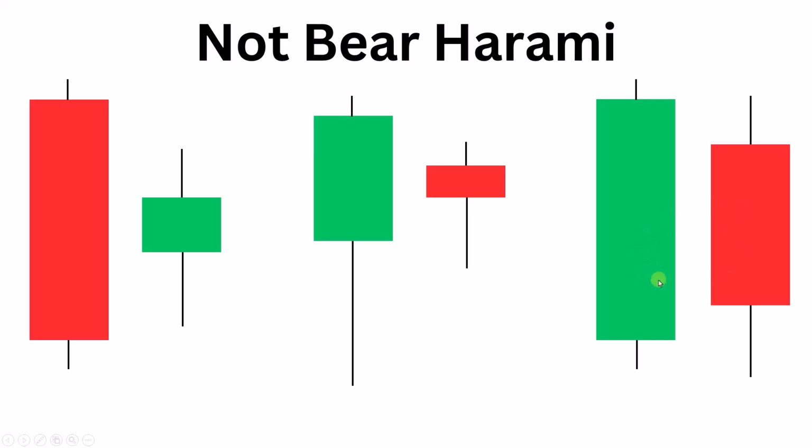Okay. Now, it is better if the wicks also come inside the candle, like this, but it is okay if they go out too. We prefer it to be like this, but it is okay if the wicks go out too. Okay, so this is a bear Harami. Now let me show you two charts and tell you more about bear Harami.